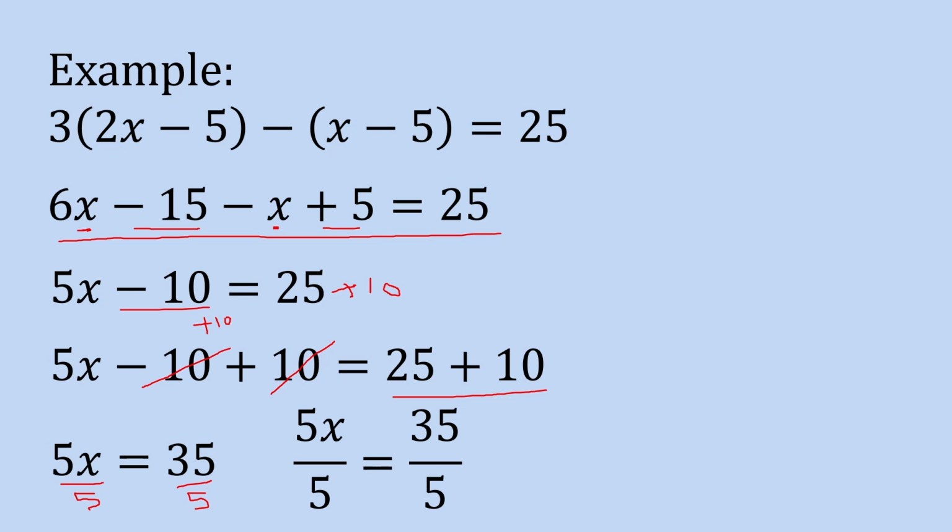Now we can divide both sides by 5. 5x divided by 5 is equal to 35 divided by 5. Here the 5s cancel, and here 5 times 7 is equal to 35.